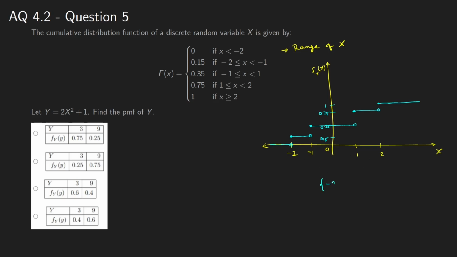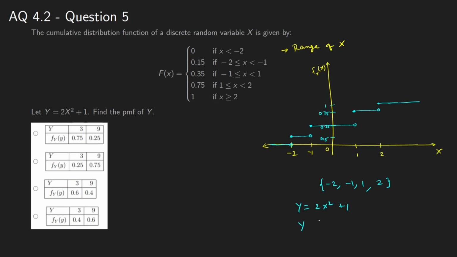So the first jump we see at -2, then there is a jump at -1, then at 1, and then 2. So these are all the points which represent the range of x. Now we need to find the PMF of y, but before that we need to find out what are all the values that y can take. So y is a function of x, 2x squared plus 1. We will put each value of x and see what are all the distinct values of y that we can get.